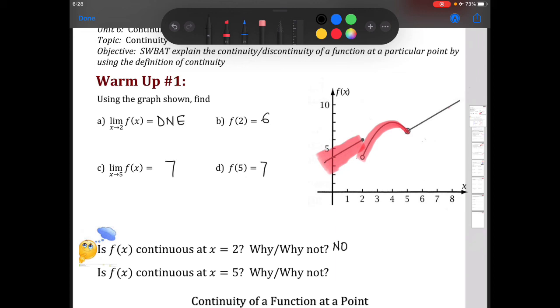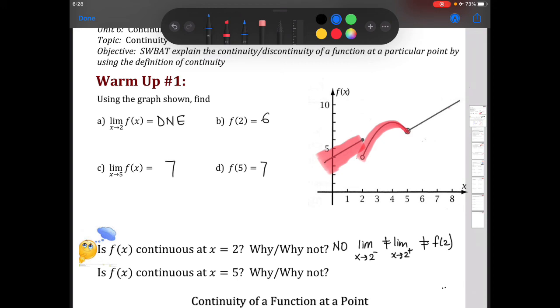Because if we check based on our limits, the limit does not exist, so limit as x approaches 2 from the left is not the same as limit as x approaches 2 from the right. That's the mathematical definition of it, and it's not equal to f of 2. If they all were equal, then you know it is continuous.